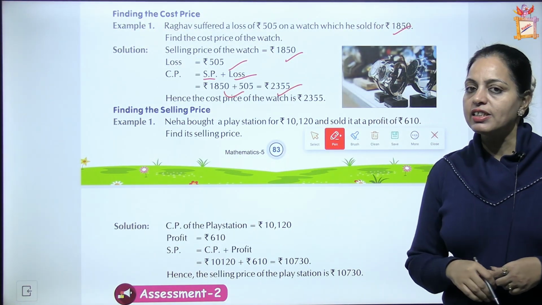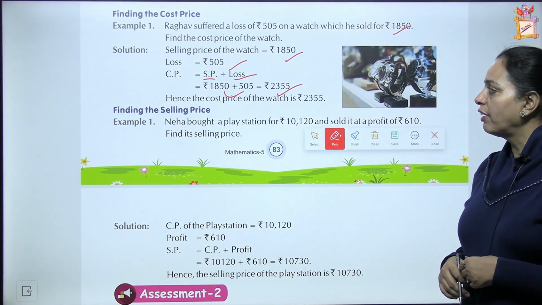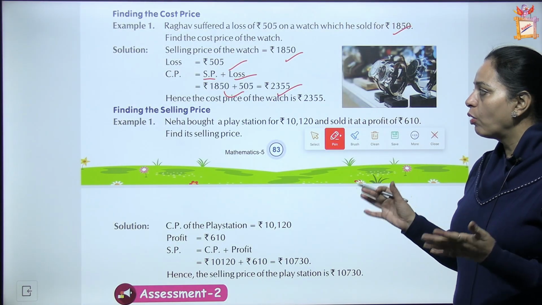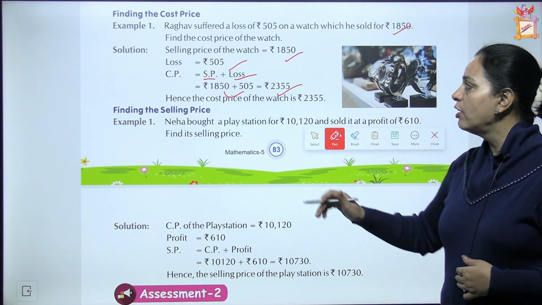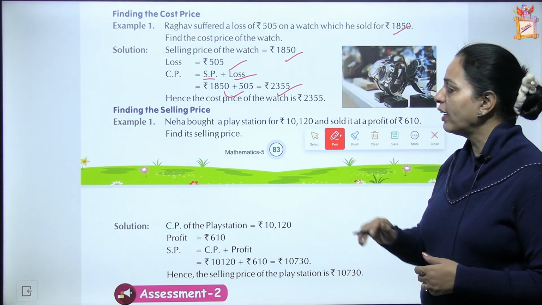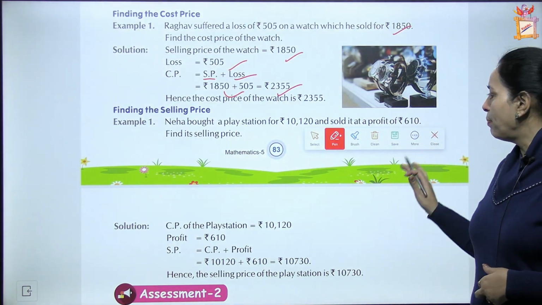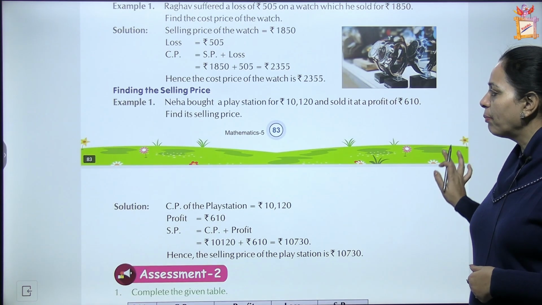आंसर इज ₹2,355. यहाँ पर लॉस है, इट मीन्स CP जो है वो SP से ग्रेटर होगा. तो इन दोनों वैल्यूज को ऐड कर देंगे. This is the CP.